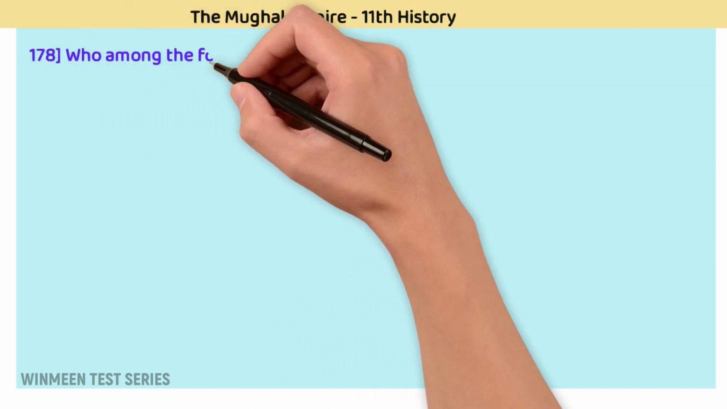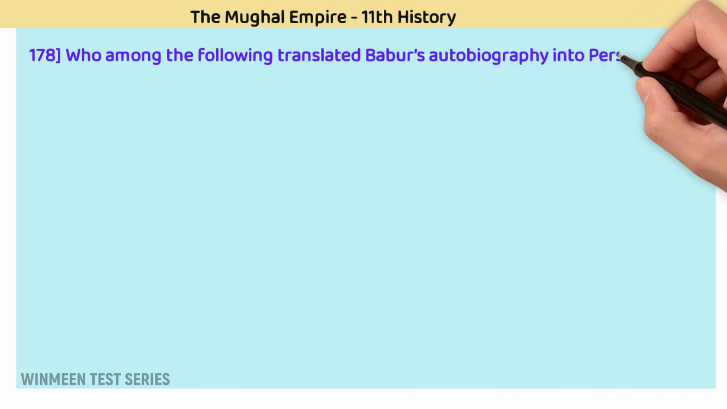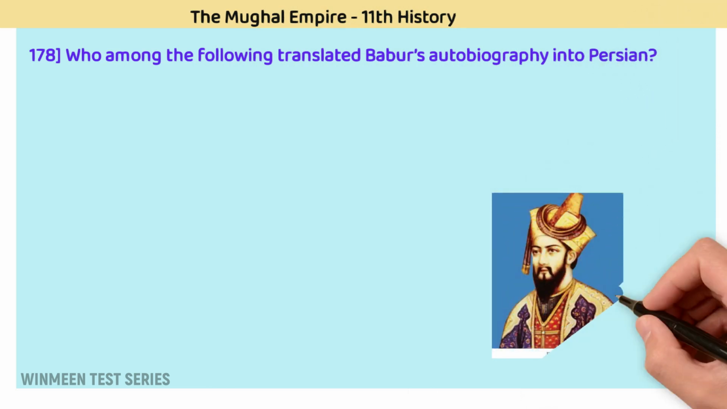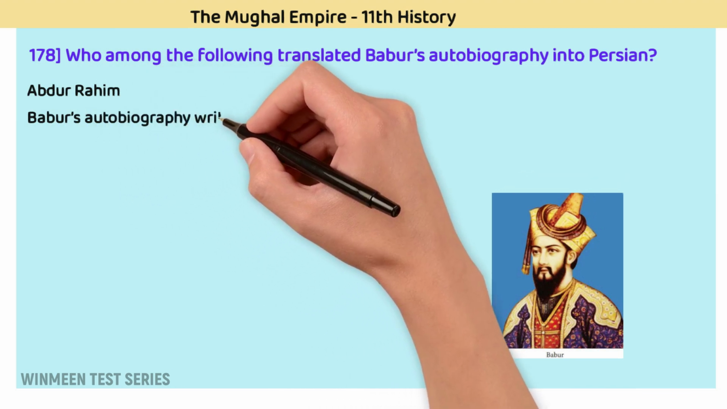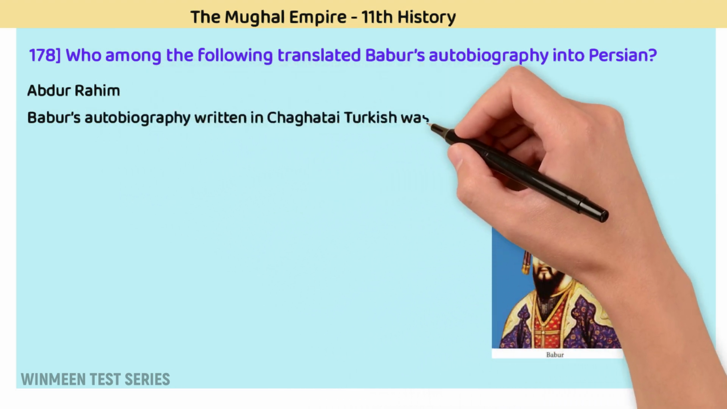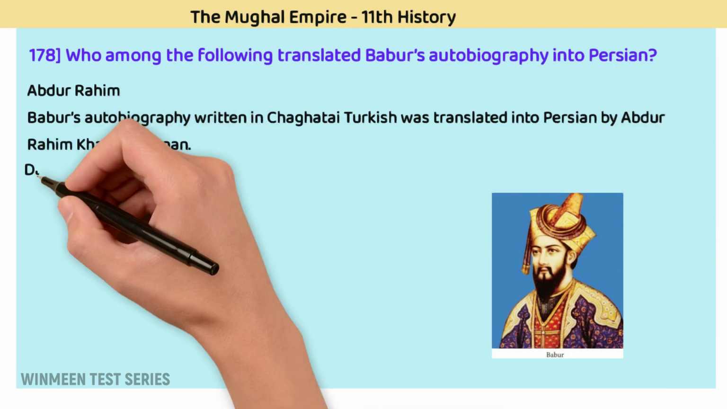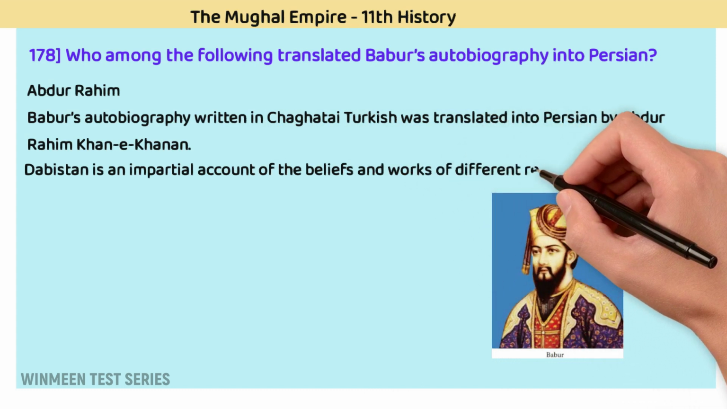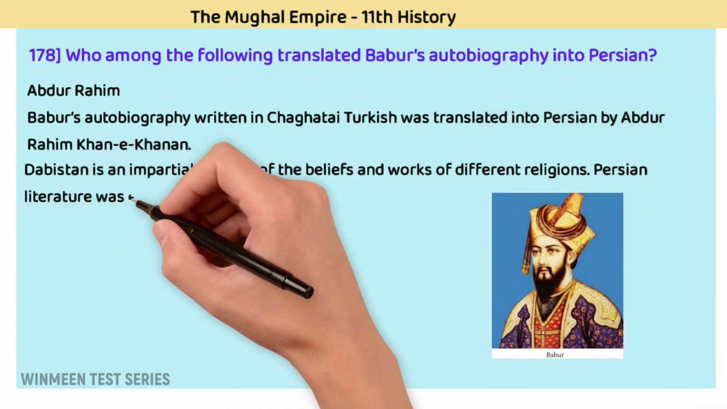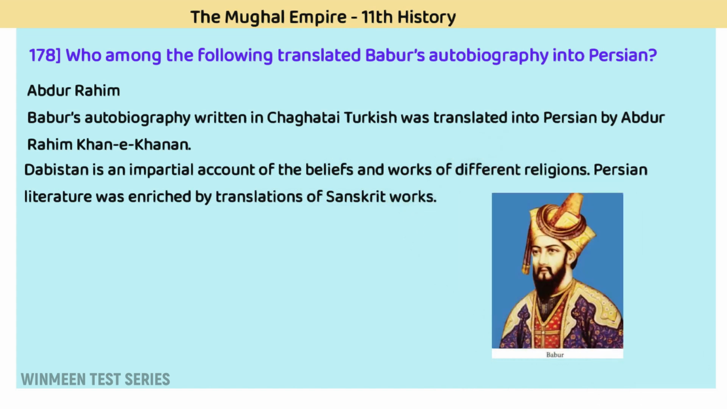Question number 178. Who among the following translated Babur's autobiography into Persian? The answer is Abdur Rahim. Babur's autobiography, written in Chagatai Turkish, was translated into Persian by Abdur Rahim Khan-i-Khanan. Dabistan is an impartial account of the beliefs and works of different religions. Persian literature was enriched by translation of Sanskrit works.